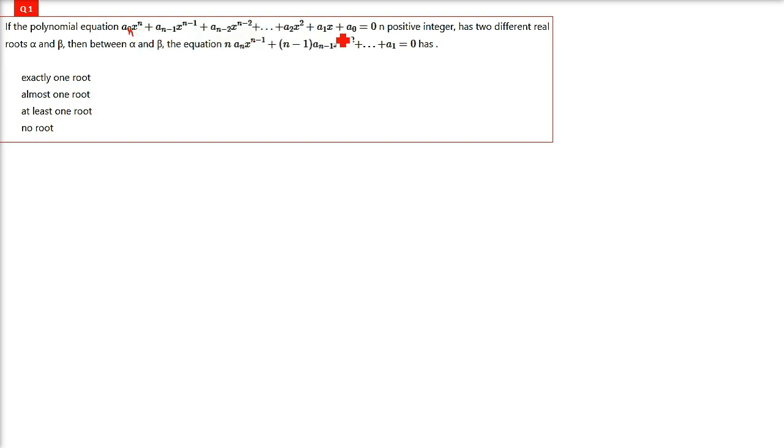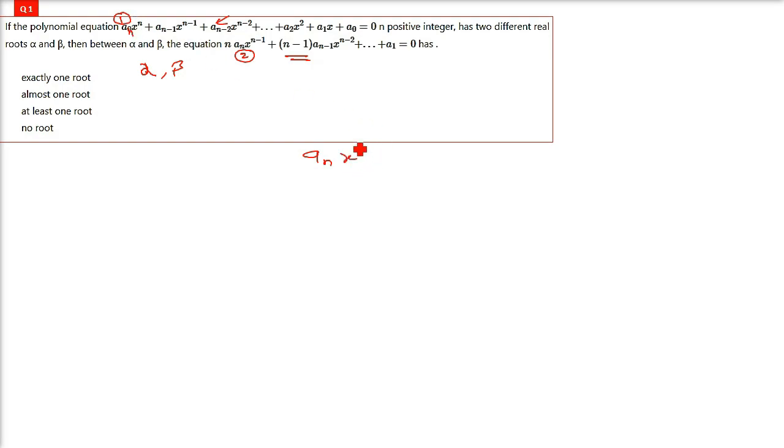The first equation has two different real roots, alpha and beta. These are the two equations which I have pointed out, and the first equation has alpha and beta as the roots. Root means when you put alpha in place of x, the equation will give you 0, and same with the beta. So let me write this equation first.